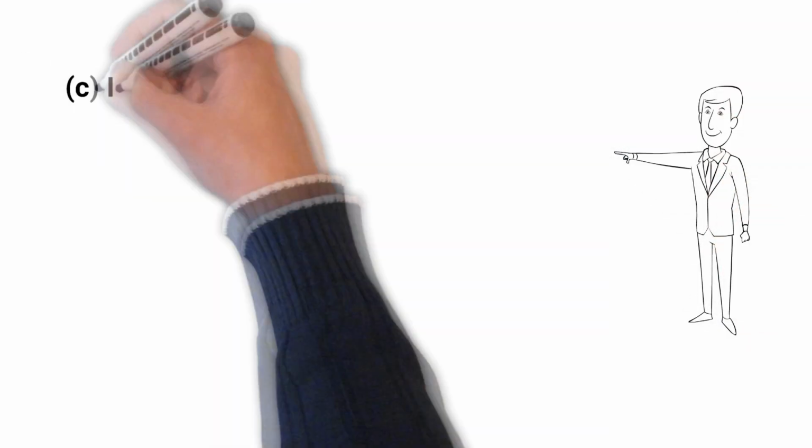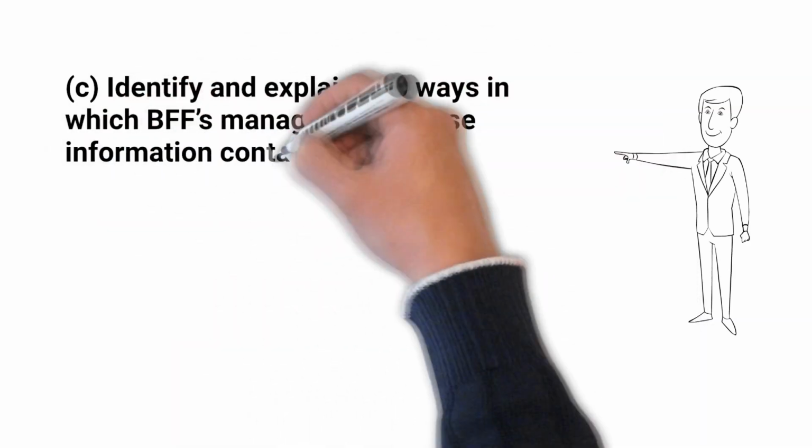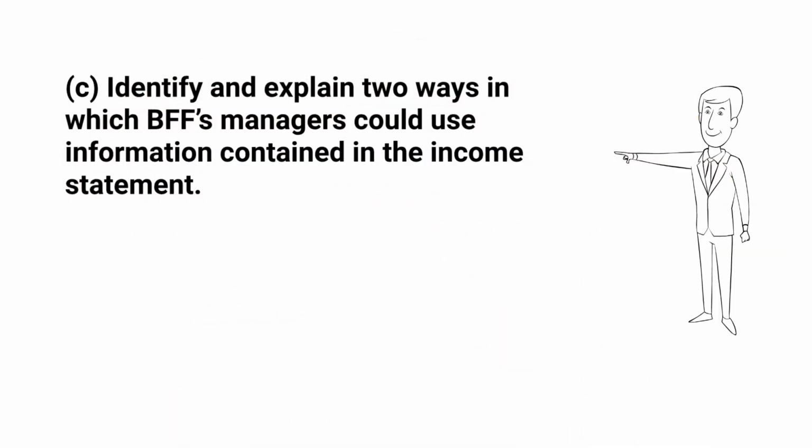The next question is, identify and explain 2 ways in which BFF's managers could use the information contained in the income statement. Okay, your response to this question needs to be in the form of a knowledge point, and then an application. 2 examples would be as follows. They are able to calculate the profitability ratios, the knowledge point, to see the effect of the increase in material costs, the application point. Next, it can help assess efficiency, the knowledge point, to see benefit from advances in technology, the application point.